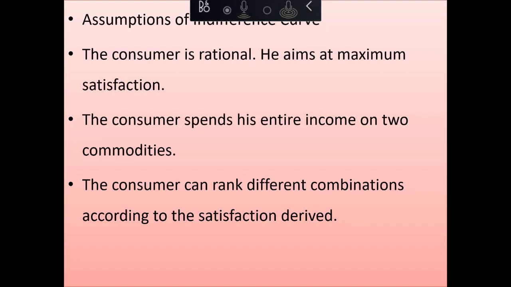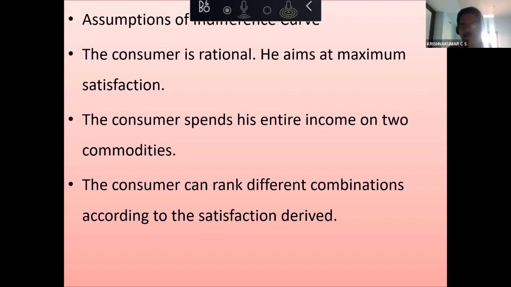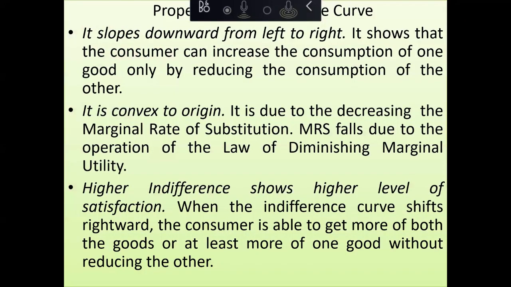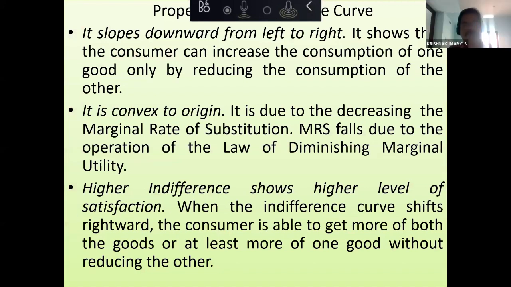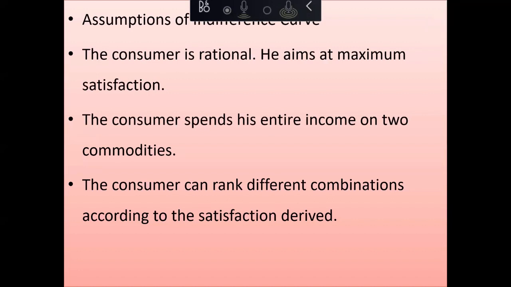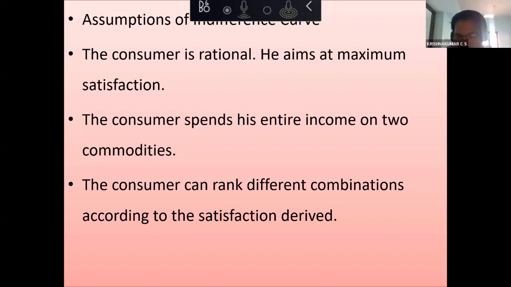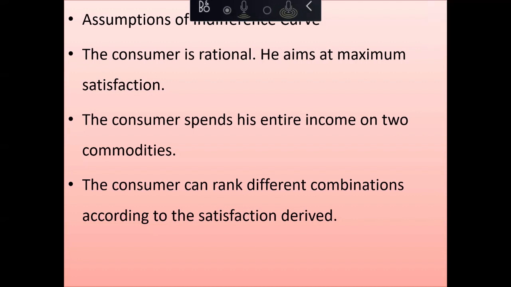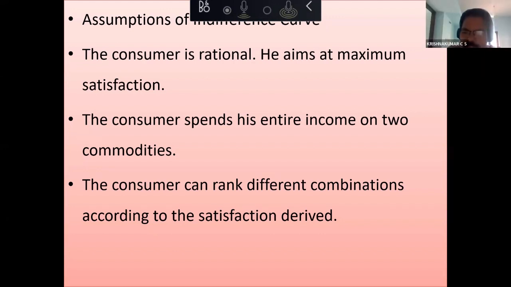These are the assumptions actually. See here the properties. It slopes downward from left to right. Why does the indifference curve slope downward from left to right? One commodity is increasing, another commodity is decreasing. In order to increase the consumption of one commodity, the consumer has to reduce the consumption of the other commodity.